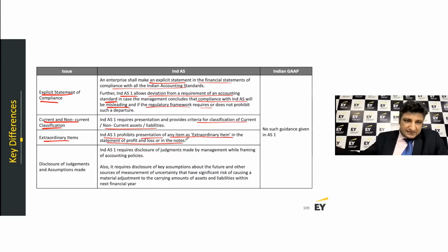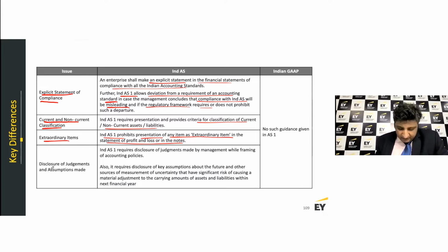Although in the AS there was a place where you could actually quote it, that some event which takes place is unexpected to arise, is a significant event, and is not happening in the normal course of business. So you could show that as a part of your statement of profit or loss, or the profit and loss account in the earlier framework, which is absolutely prohibited under the Ind AS framework.